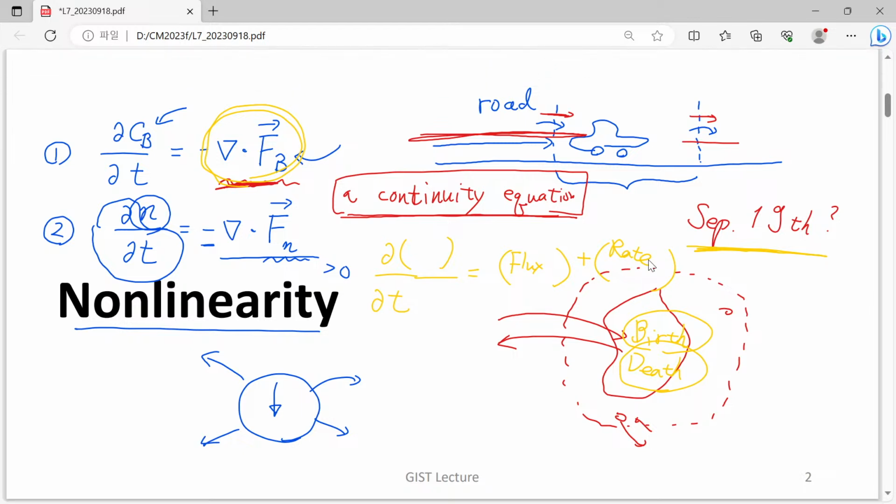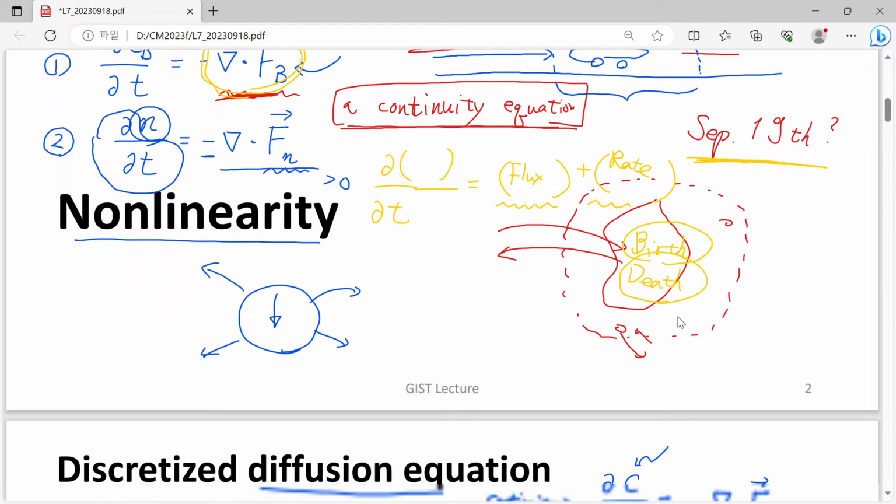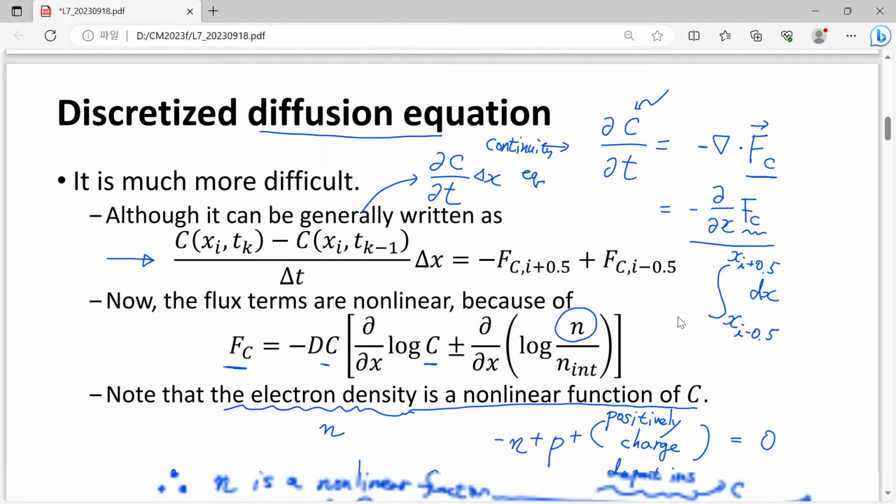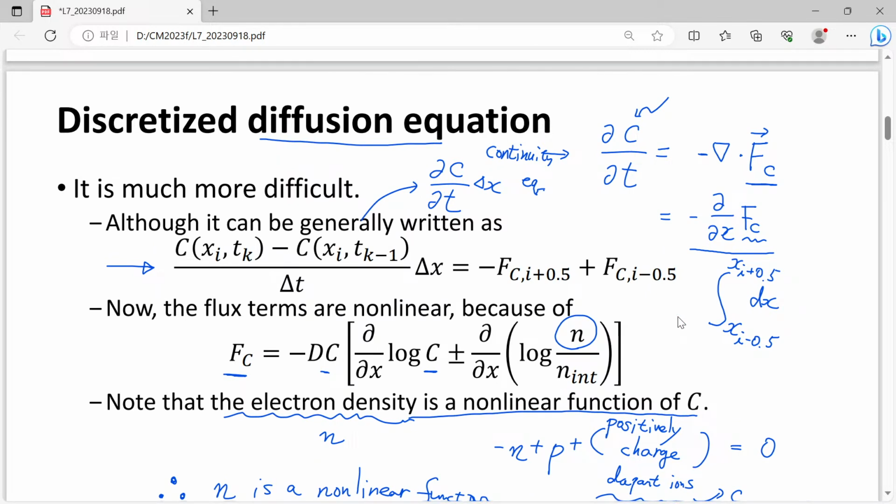Okay, so are you with me? Even in the case of dopant diffusion, later we will see that not only flux but also rate is quite important for our discussion. Although his question was not directly related to this one, thank you for your interesting question. And now let's come back to our original discussion.